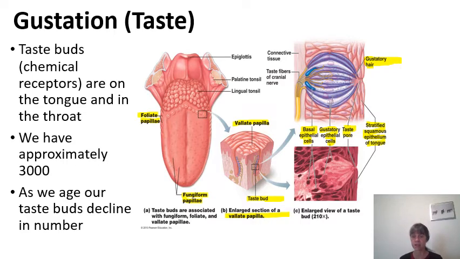Remember that cranial nerve 7, which is the facial nerve, not only supplies muscles for facial expression, it also has that sensory portion for the anterior 2/3 of the tongue.